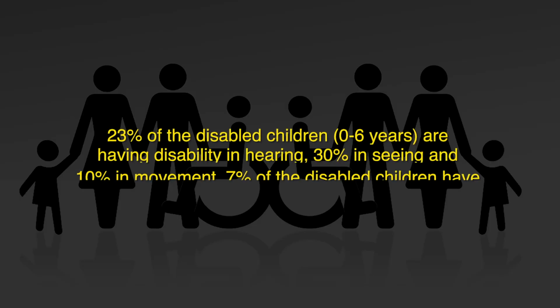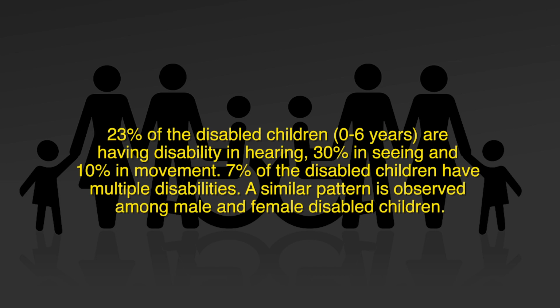The same pattern has been observed in the case of children between 0 to 6 years too. 23% of disabled children between 0 to 6 years have disability in hearing, 30% have vision impairment, and 10% have mobility issues. 7% of disabled children have multiple disabilities. A similar pattern is observed in the case of both male and female disabled children.